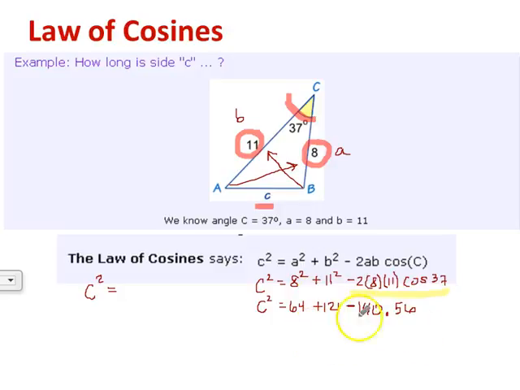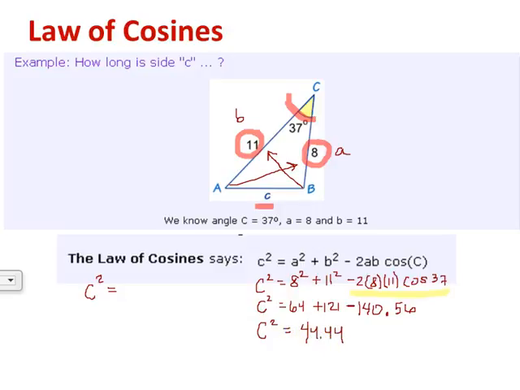Order of operations always tells us that we do our powers and multiplication first, and then we can do addition and subtraction from left to right. I should have done the powers first, but we're good to go. So 64 plus 121 minus 140.56, entering it in the calculator, I get C squared equals 44.44.